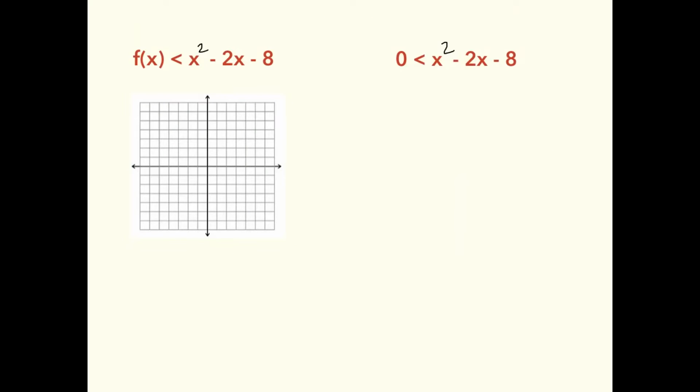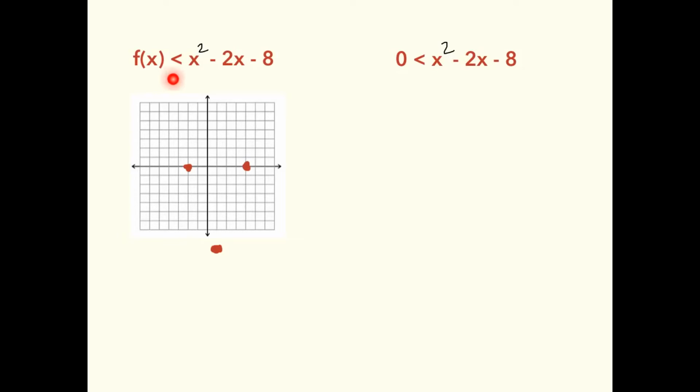So here's a quadratic inequality. f of x is less than x squared minus 2x minus 8. The first thing you want to do is graph your parabola. Use your calculator or find the vertex using the rules we learned in the last video. In this case, I've got my vertex at (1, -9), somewhere over here. And my zeros are at (-2, 0) and (4, 0).